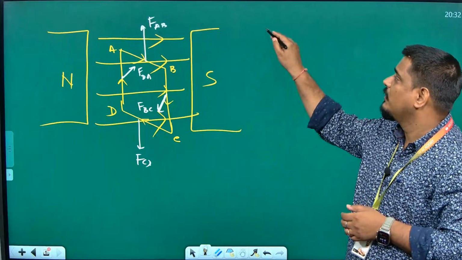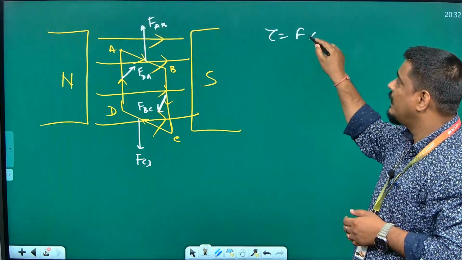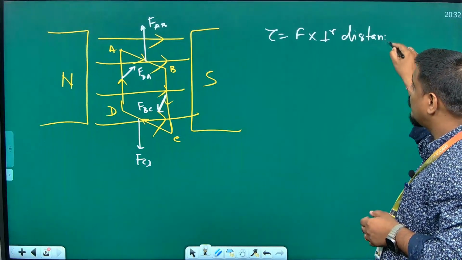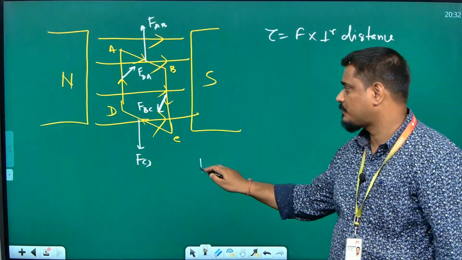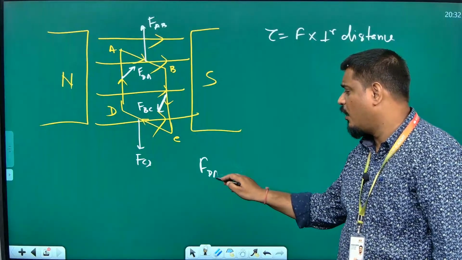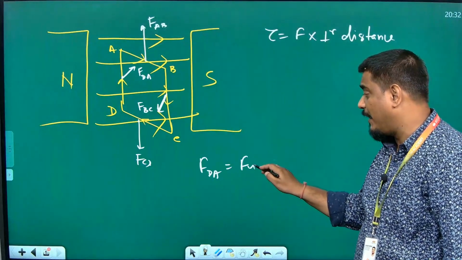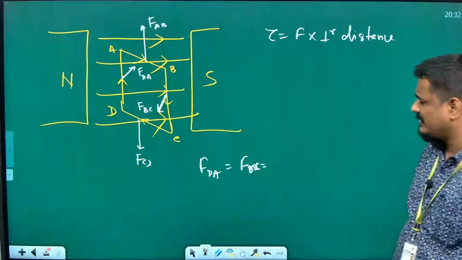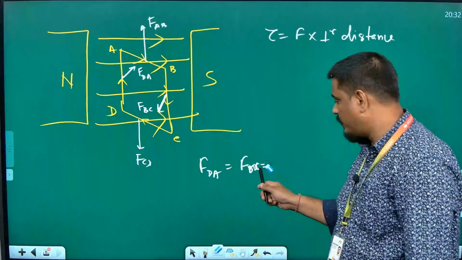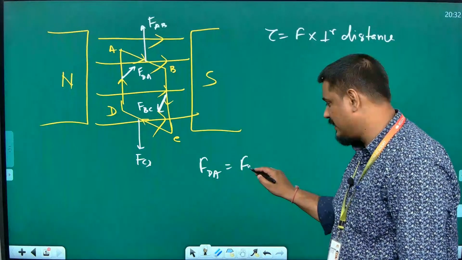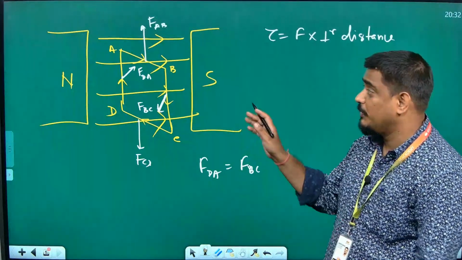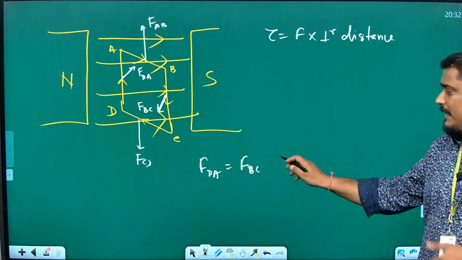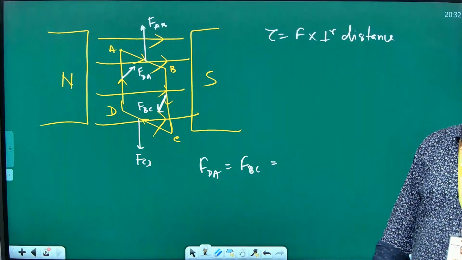And what is torque? Torque is force into perpendicular distance. First of all, what is force? What is force DA or force BC? Both have the same value. BC, I should write BC. How much is that? I am not talking about the force because of two wires having opposite direction, and individually I am asking. Individually it is ILB sin theta, isn't it?